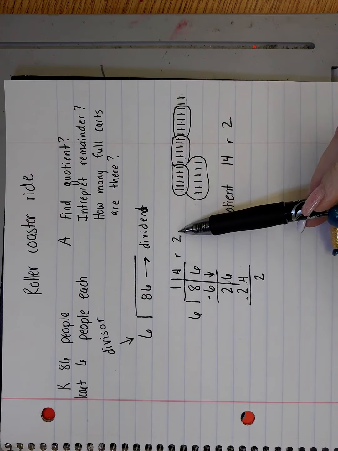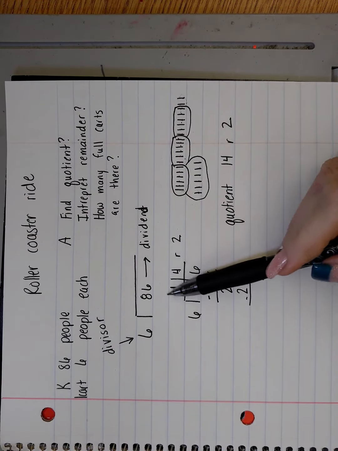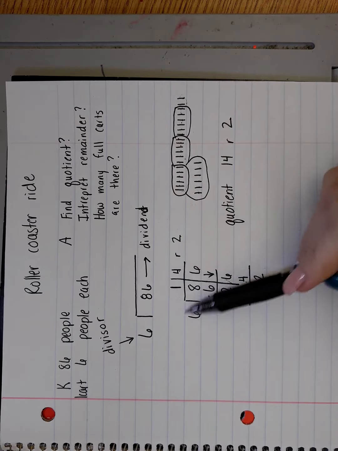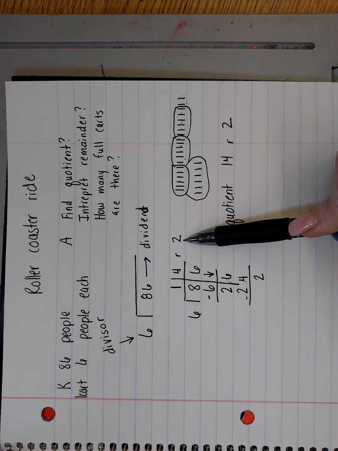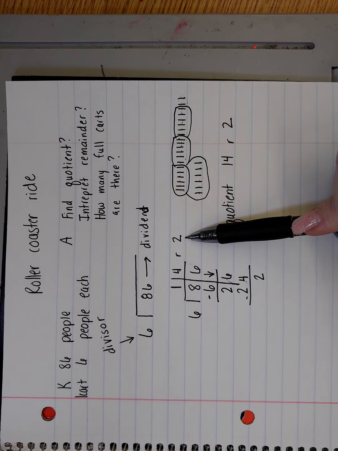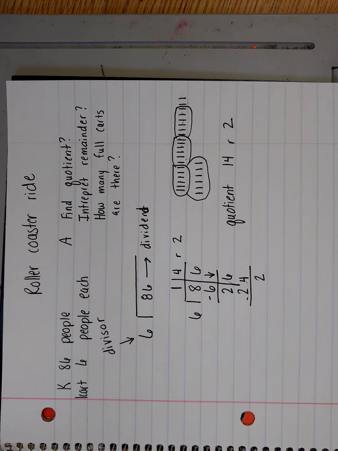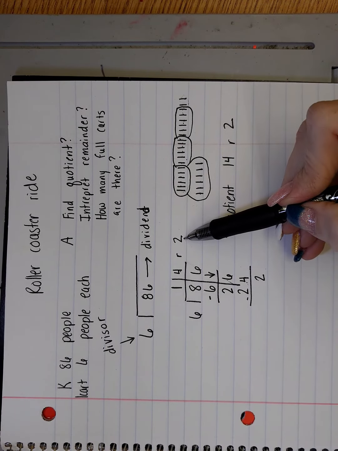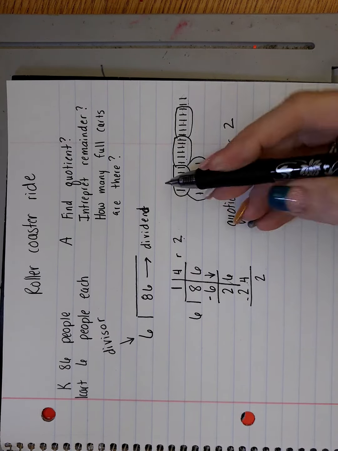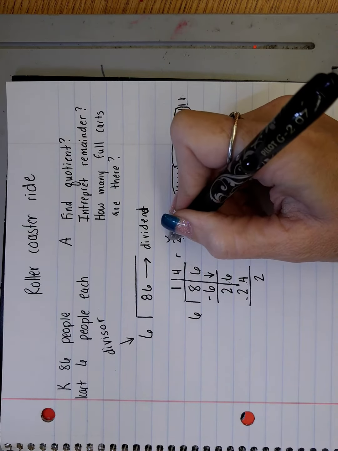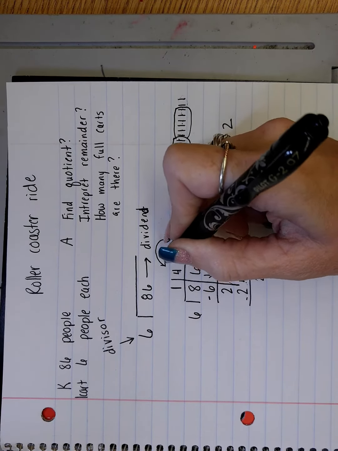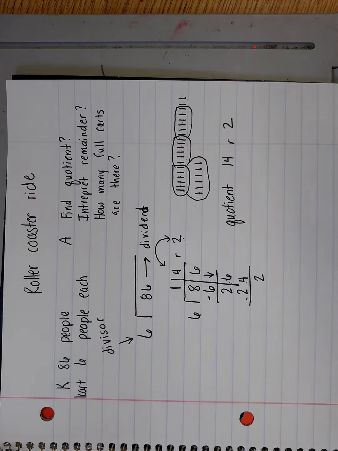Interpret the remainder. Let me look at this particular problem. This tells me I can send out 14 carts completely filled, and then I have 2 people left over. Do I tell these 2 people, hey, you can't go on the ride? Or do I tell these 2 people, we're going to send out another cart? And that's what we're going to do. So having these 2 extra people tells this quotient you need to go one more.